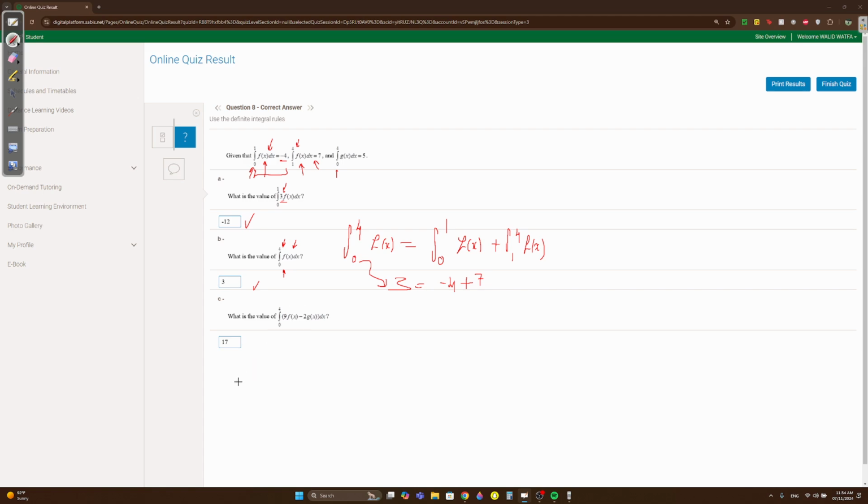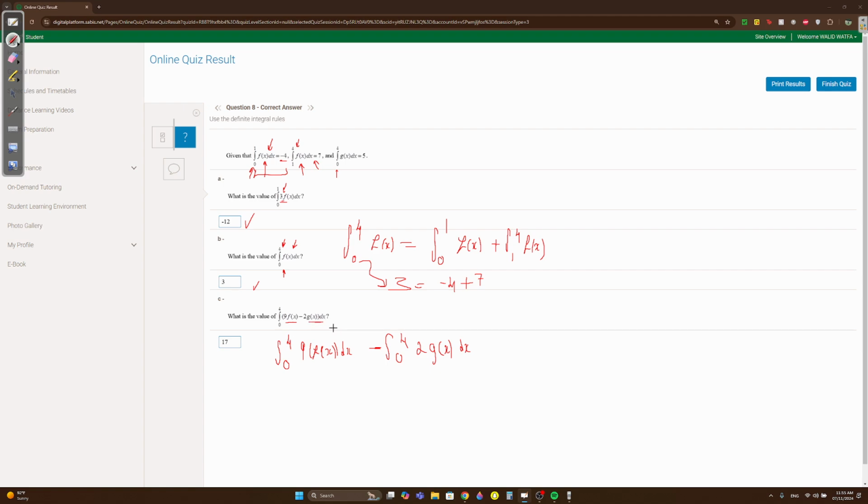What's the value? Okay. This looks scary, but it's so easy. What's the value of 0 to 4 of 9 f of x minus 2g of x dx? Okay, we're going to split this up. Remember, when you have minus, you can split it up into two integrals. You're going to split it up into 0 to 4, 9f of x dx, minus 0 to 4, 2g of x dx. Okay, you can do this, right? We just split these two up.